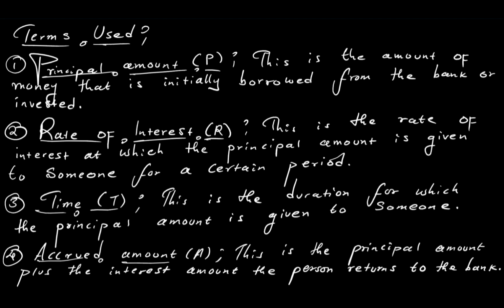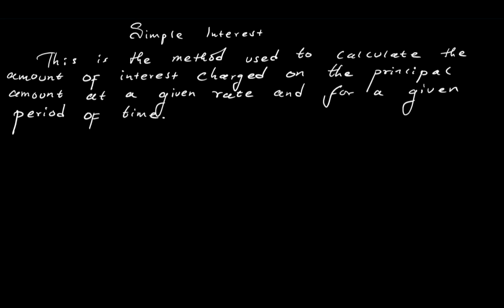Alright, now that we understand the terminologies that are used, we now have to look at a type of interest that is basically practiced. And this type is called simple interest. Now, what is simple interest? Now, simple interest is basically the method used to calculate the amount of interest charged on the principal amount at a given rate for a given period of time.